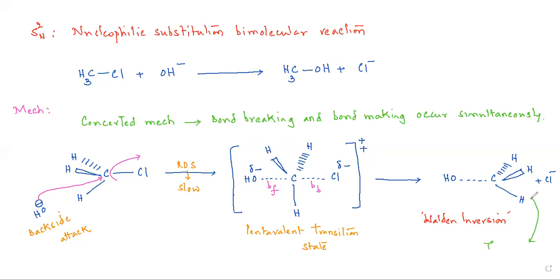This is just like an umbrella in a strong wind. See, initially it will be like this. But when a strong wind blows, this goes here, this goes here, this goes here. That is what has happened. You can just check. So this is called Walden inversion. Very important thing.